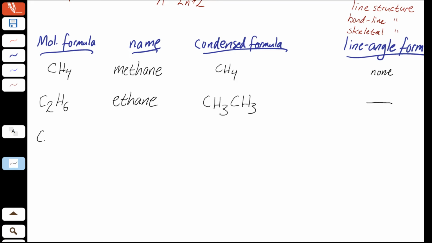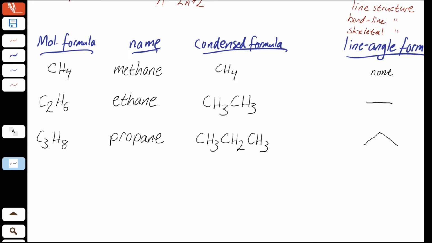So then next we have C3H8. That is propane. The condensed formula of propane is going to be CH3, CH2, CH3. And the line angle formula looks like this. Kind of like 2/3 of a triangle.